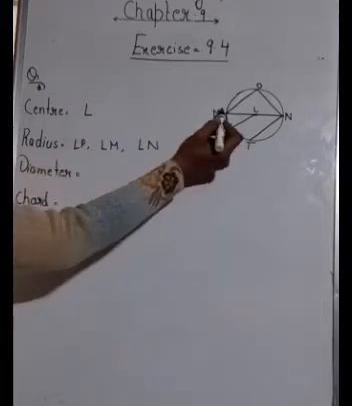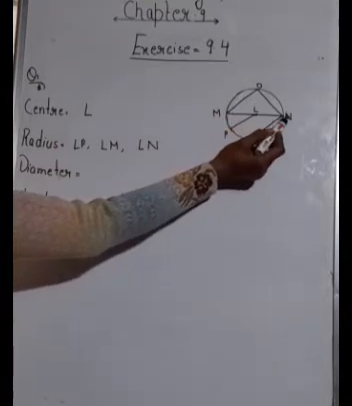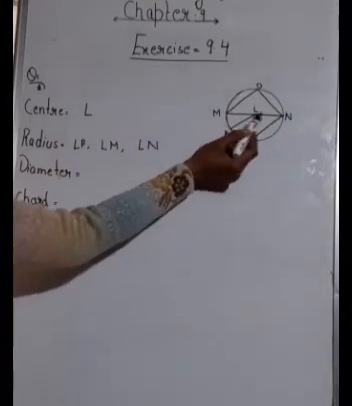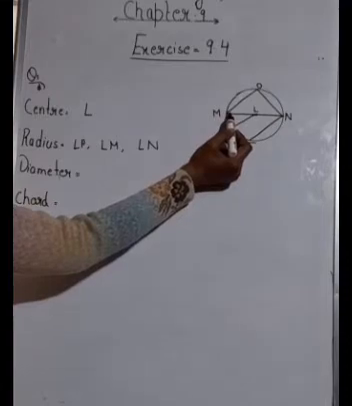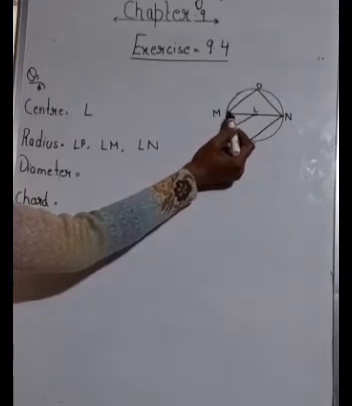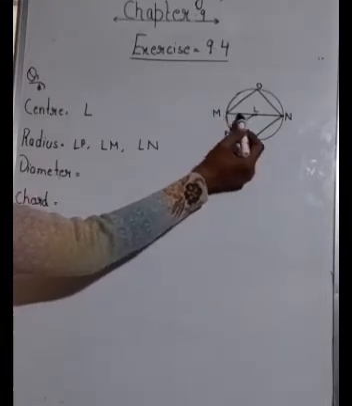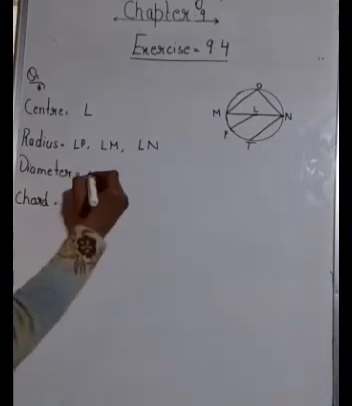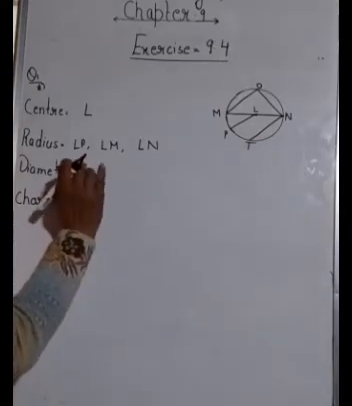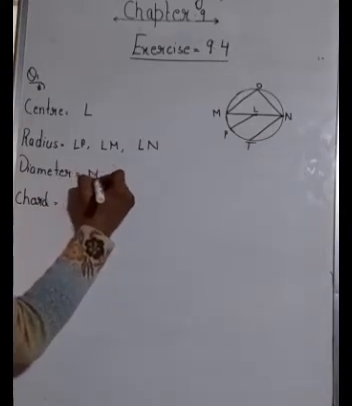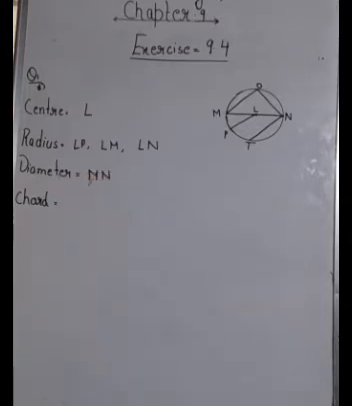Now next is your diameter. I told you the diameter is the longest chord of the circle passing through the center. Now MN is your diameter. Why? Because it is passing through the center and it is the longest chord of your circle. So this is your MN. This is your diameter.